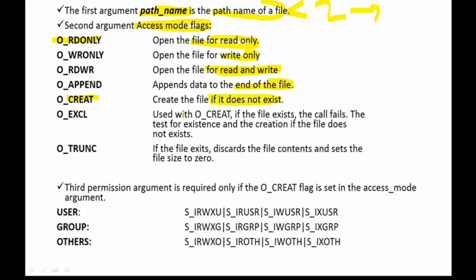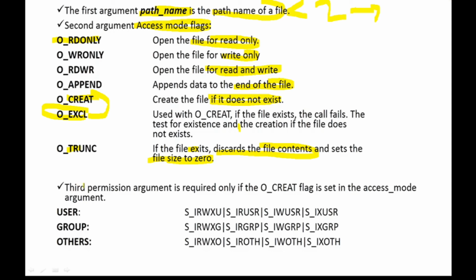Then O_EXCL is there, which is used with O_CREAT: if the file exists, the call fails. It tests for existence and creates the file if it does not exist. What O_EXCL is going to perform is it checks whether the file already exists or not. If it does not exist, then it is going to create the file. Then O_TRUNC is there, if the file already exists, it is going to discard the file contents and set the file size to 0, which means the contents of the already existing file will get deleted.